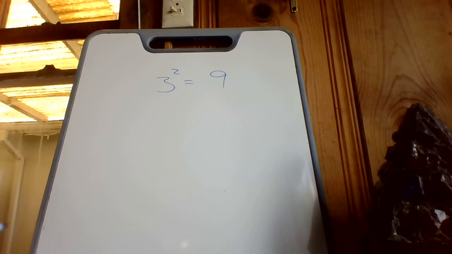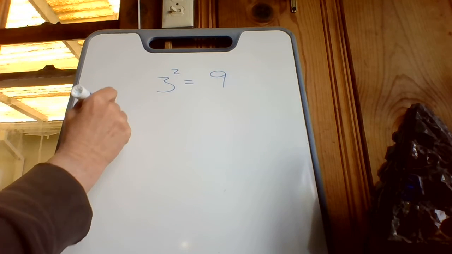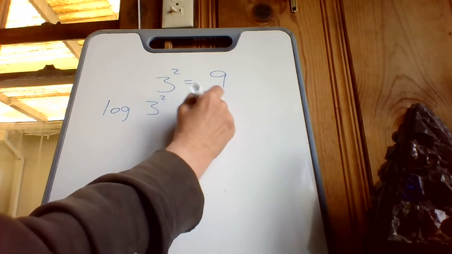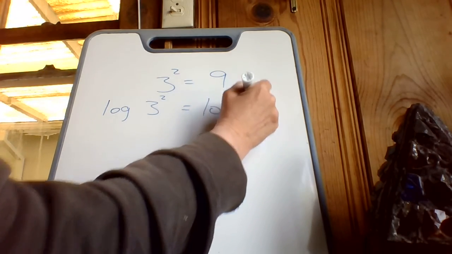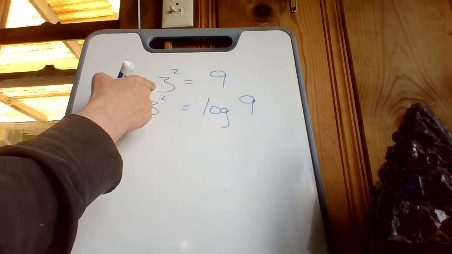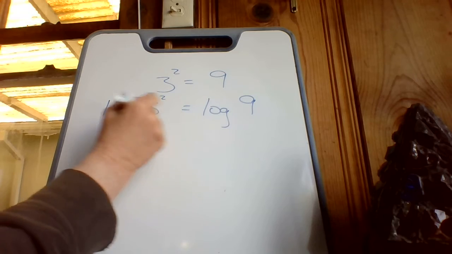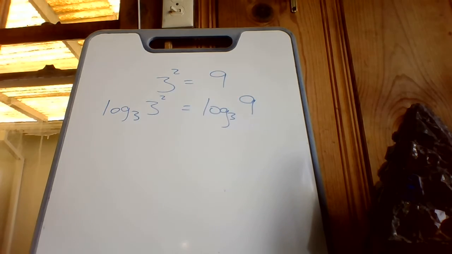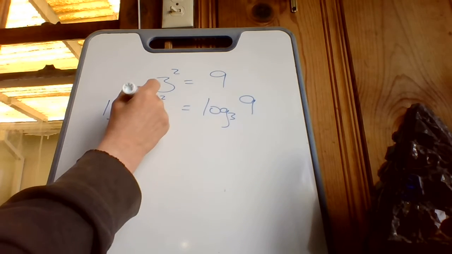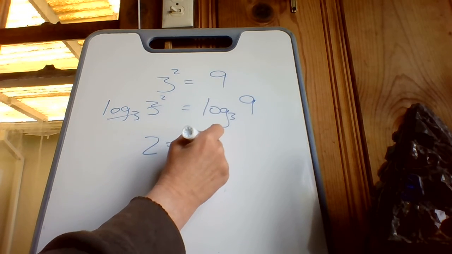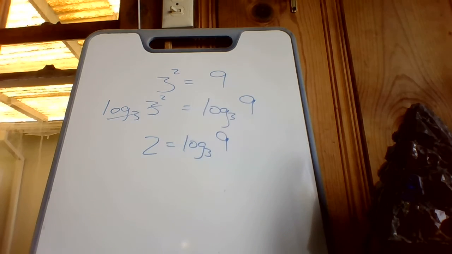Okay, so that means I'm going to write a log on both sides of this. And the log that I need to write, it's got to be the same base. So there's a 3 right there. So 3, log base 3. Okay, and that's going to take advantage of this base and that base are smooshed right up against each other, so they'll cancel out. So now I have 2 equals log base 3 of 9.